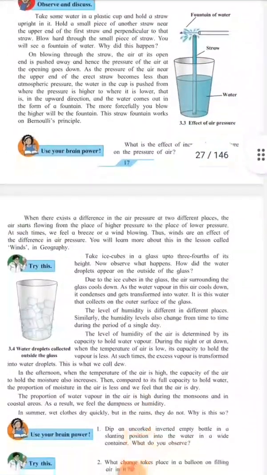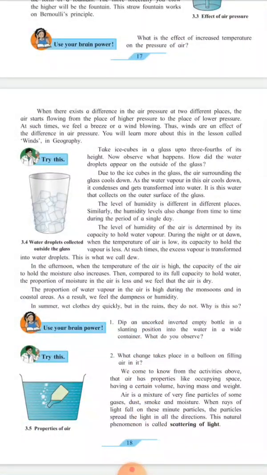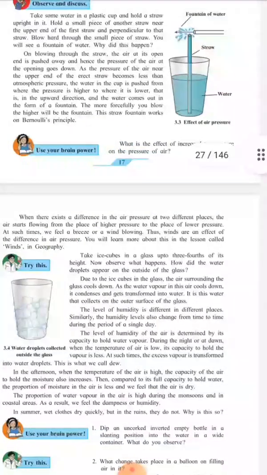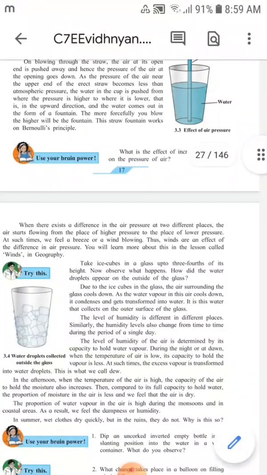Now the next experiment is water droplets collected outside the glass. We can see it in the next video.